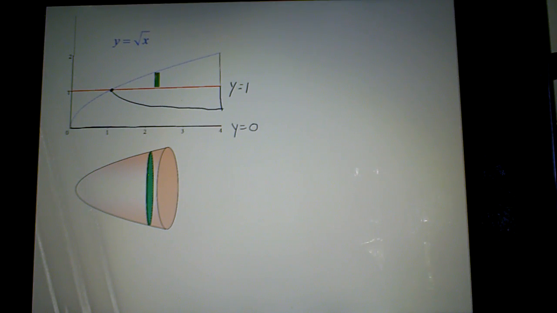I draw my representative strip from the axis of rotation up to the function. Spin. From the axis of rotation up to the function. Spin. These are potato chips. Whole bunch of potato chips.